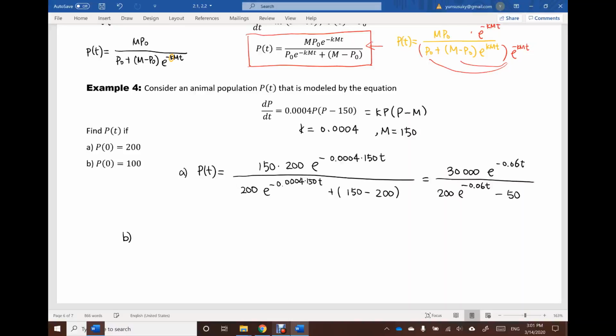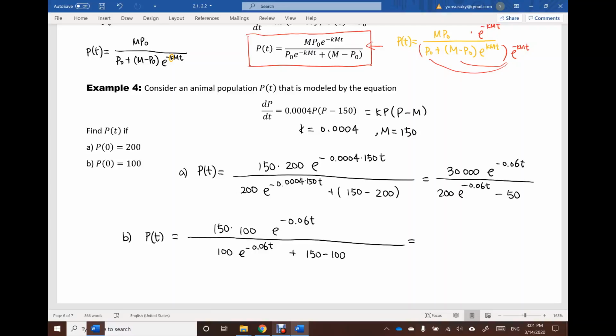For part B, we just repeat the same process with P0 being 100. So M is 150, P0 is 100. Because K and M are still the same, we have minus 0.06t. And then P0 is 100, e to the minus 0.06t plus M 150 minus P0, which is 100. Okay, so what do we get?